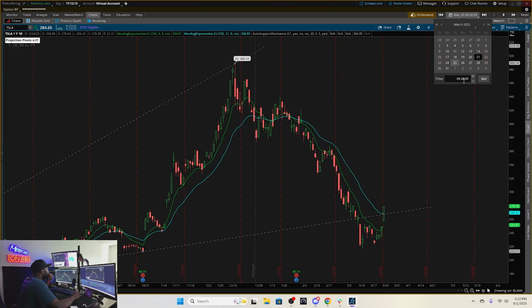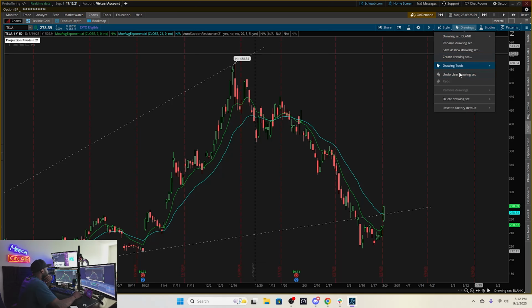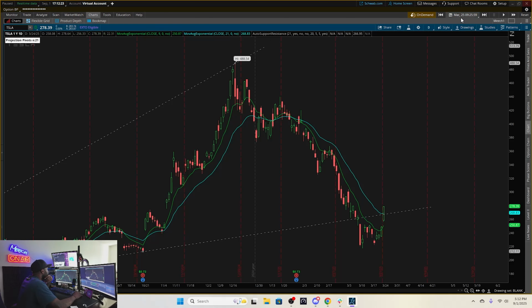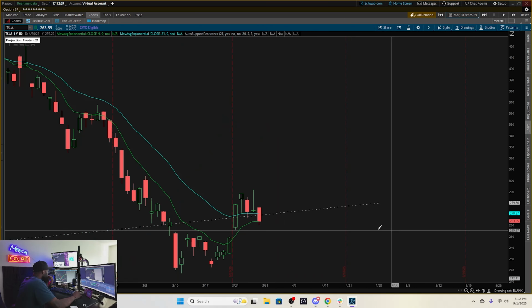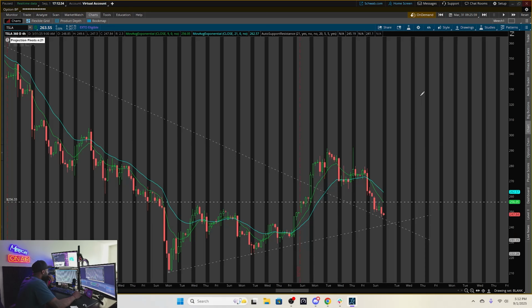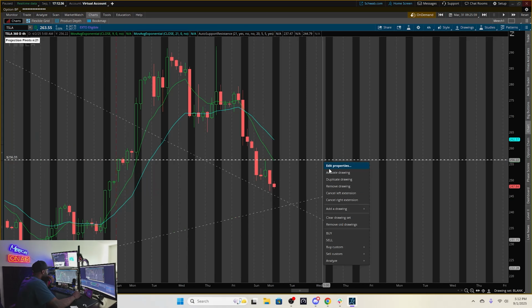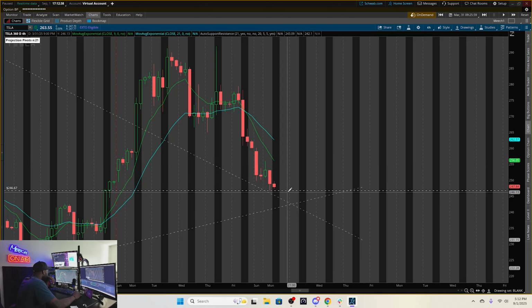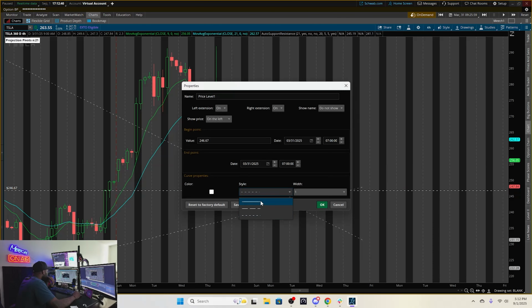Let's see, go to 5 minutes. There's no gaps, there's a gap right here. Let me see. March 31st, I'm bugging. Okay, we have a gap right here. Let's see where we are that day. Okay, we're below the gap. So let's remove this. This is the low. This is the pre-market low.